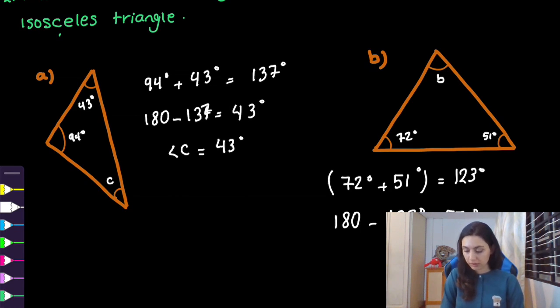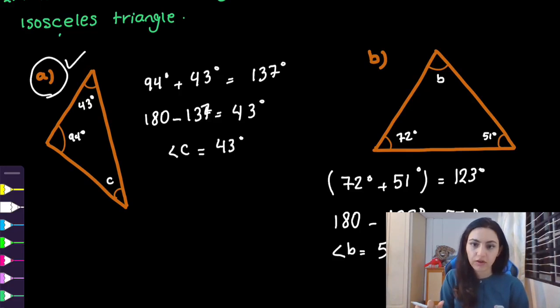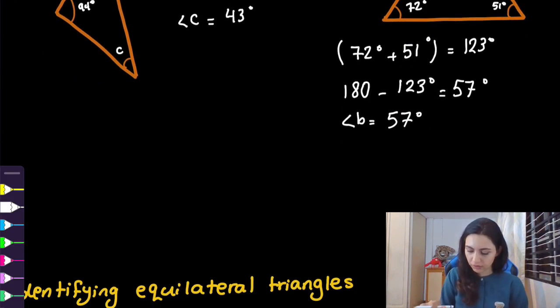The first one is 51 degrees. The second one is 72. And the third one, which is angle B, we got 57 degrees. So which one is an isosceles triangle? Again, A. Okay. Hopefully you got the same answer. If not, pause the video and watch it again.